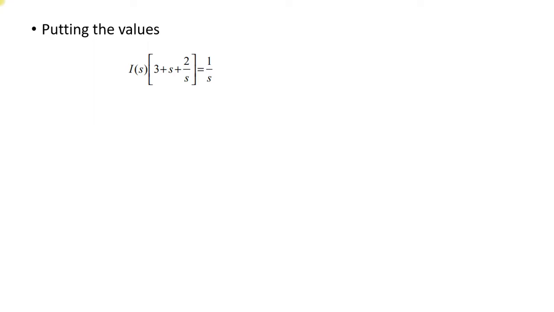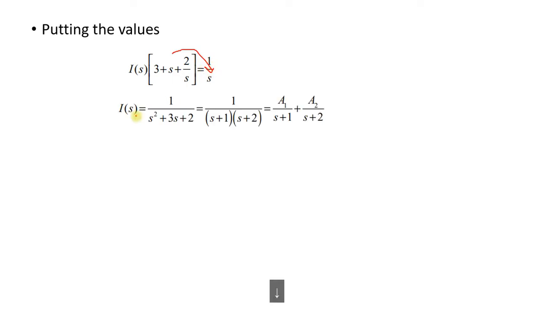If you take I of s common from this term and rearrange the equation, it looks like this. Now this term is moved to the RHS, so the corresponding equation looks like this. Now you take the partial fraction for the corresponding term. Substitute s equal to minus 1 and get the value of a1. Similarly, substitute s equal to minus 2 in order to get the value of a2.